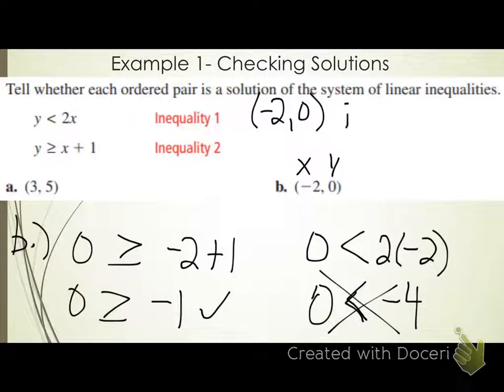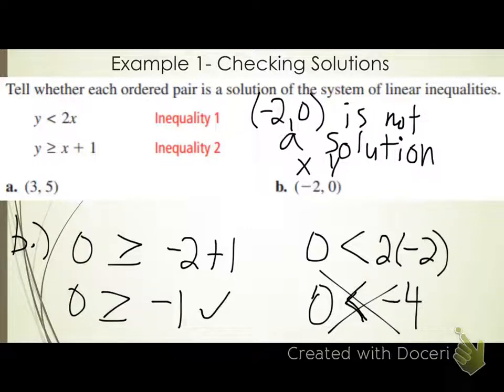So it's got to be a solution to both of them to be a solution to the system. Okay, so on the other one, it is a solution? Yep. Letter A, (3, 5) is a solution. (-2, 0) is not a solution. You've got to plug them into both to see if it's really a solution.